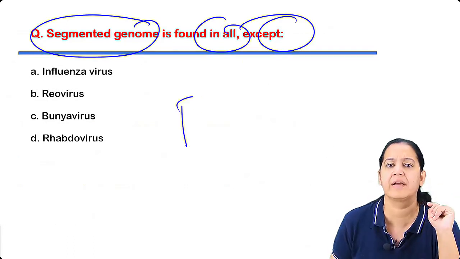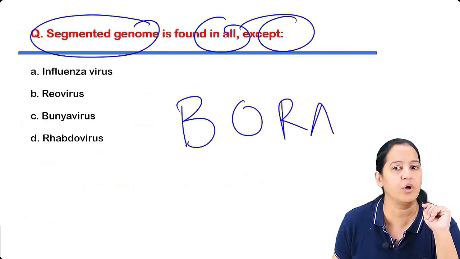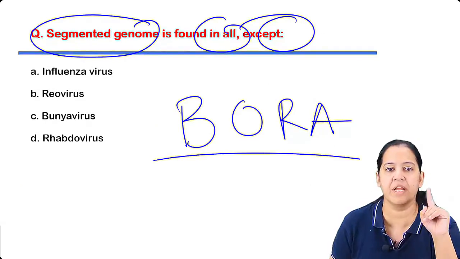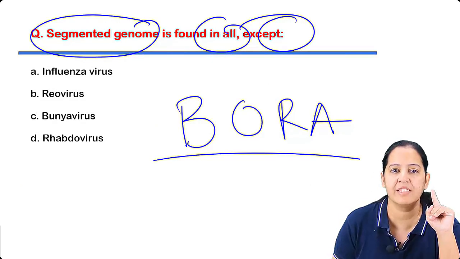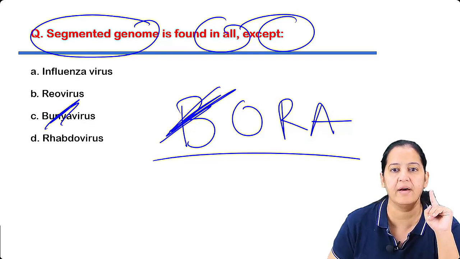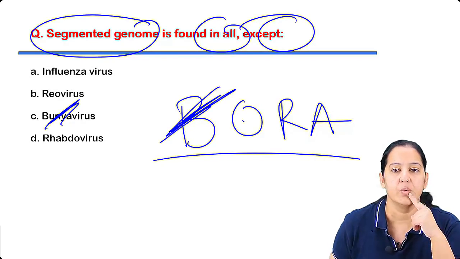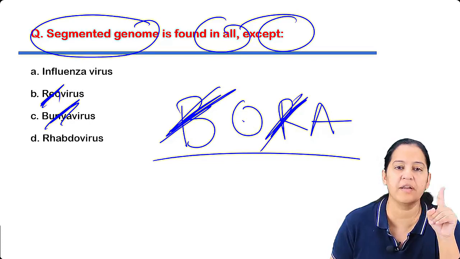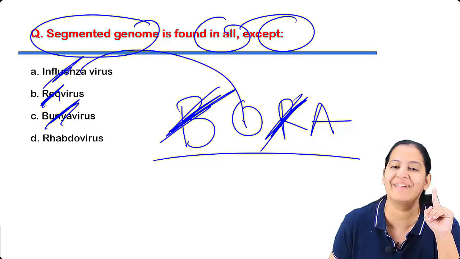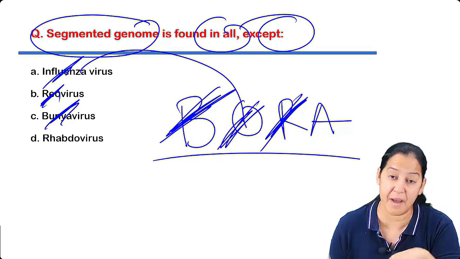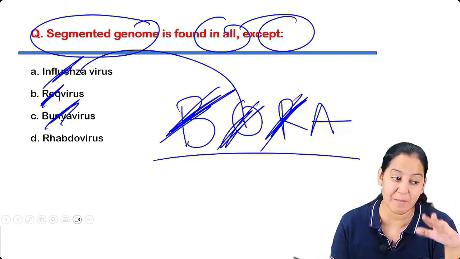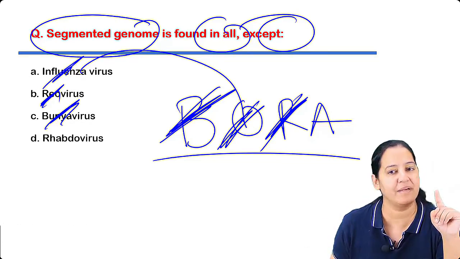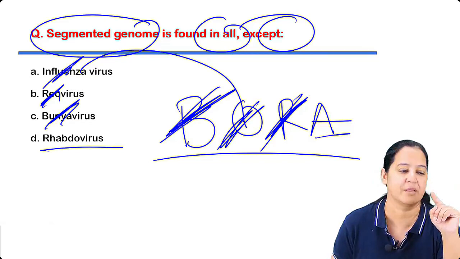What is the mnemonic? The mnemonic is Bora. What is not coming in Bora? Read. What is not coming in Bora? I guess Bunia is coming here, है ना? What is R? Rio. Rio is also coming here. What about influenza? Influenza is तो orthomyxo है. Orthomyxo is the name of the family. The member is the influenza only. So you should know the members also. है ना? But rhabdo is not coming. So my answer is D.